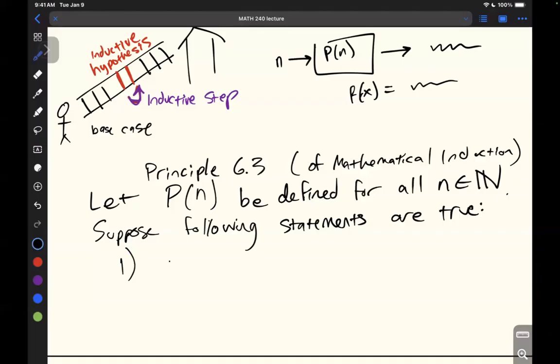And so one is we prove that P of 1 is true. This may vary depending on the kind of statement that we're proving. Maybe we need to prove P of 0. So this is essentially the base case.